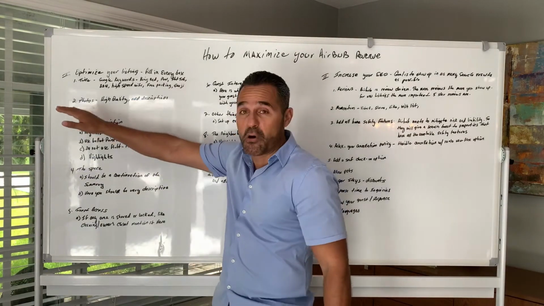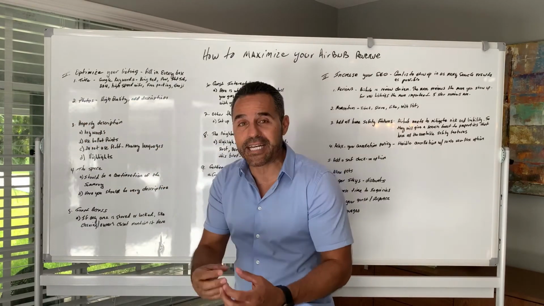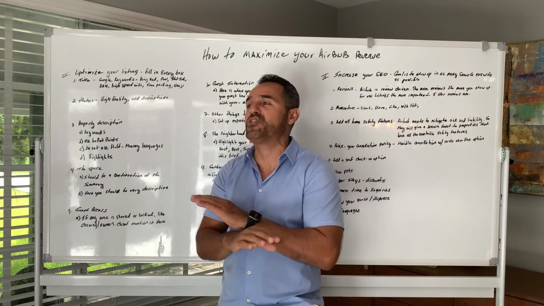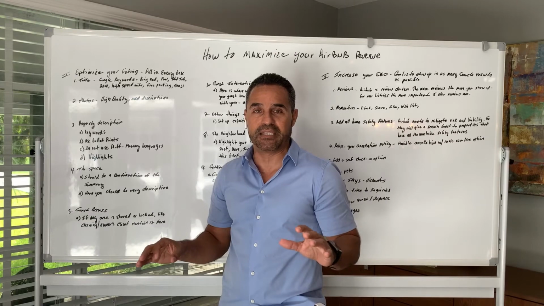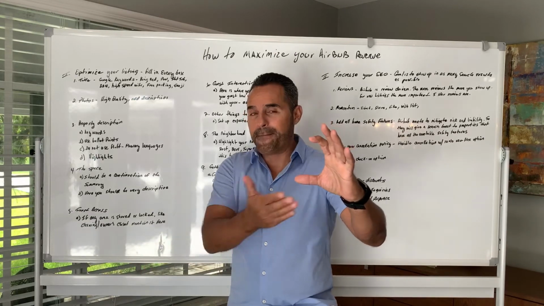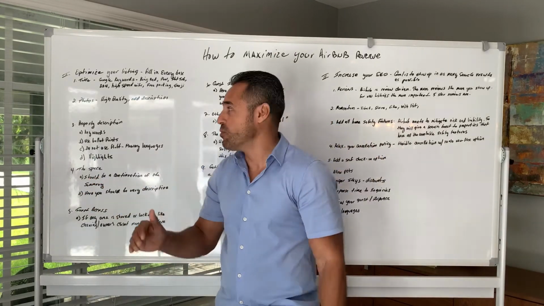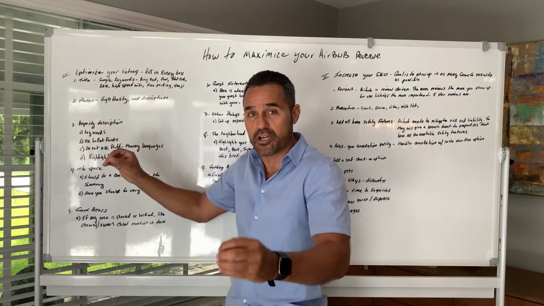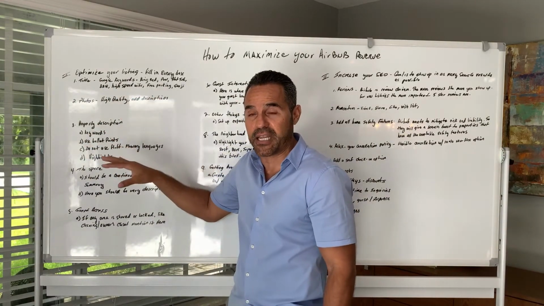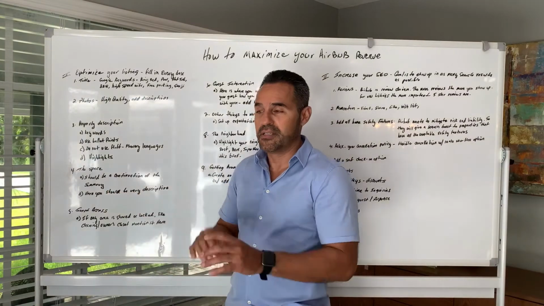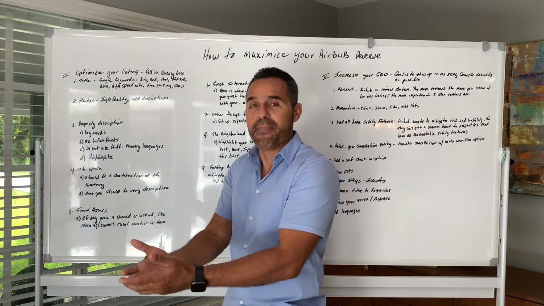The other thing on photos is that you want to write a description of the photos. I've seen so many Airbnb listings that have a beautiful photo, but no description. Again, what we're trying to do is put keywords in your listing so that Google, when you do a search, picks that up, right?